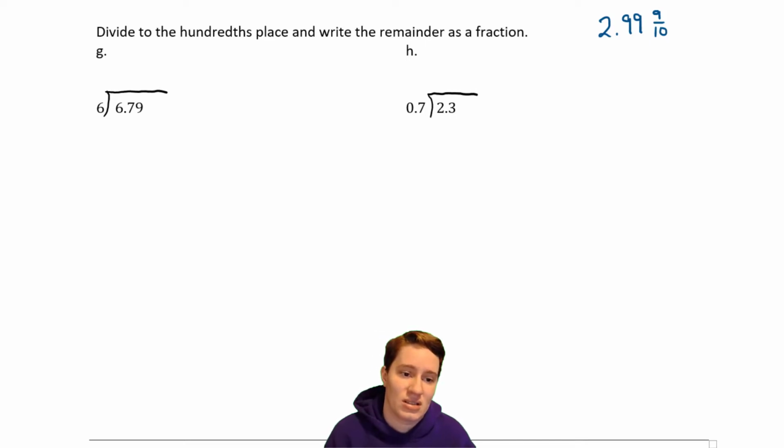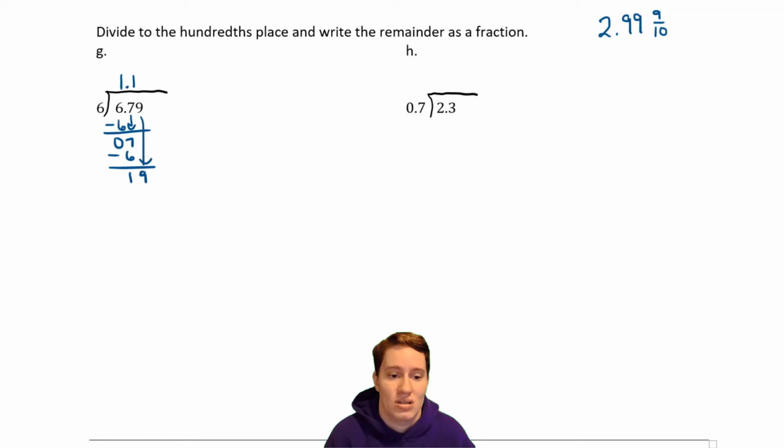6 goes into 6 one time. So we minus 6 and get 0. We drop down our 7. 6 goes into 7 one time, minus 6, 1. 6 goes into 19 3 times, and then we subtract 18. But we've divided to the hundredth spot, 1.13.